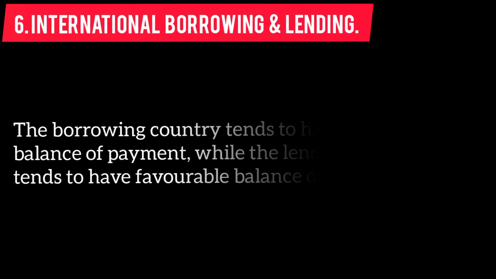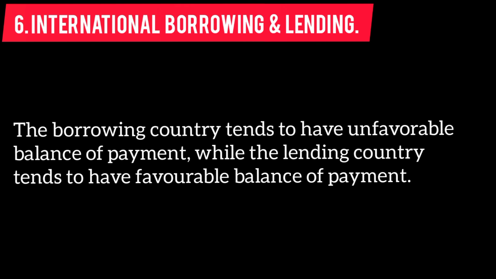Number 6. International borrowing and lending. It is also another reason for the disequilibrium in balance of payment. The borrowing country tends to have an unfavorable balance of payment, while the lending country tends to have a favorable balance of payment.